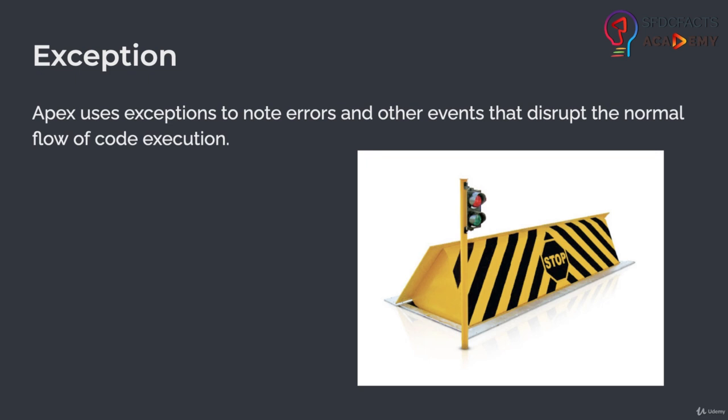As soon as an exception is thrown, the rest of your code will not execute. Even the code that was executed before will be reverted or rolled back. So if you are doing some kind of DML operation in your code before the exception was thrown, then that complete transaction will be rolled back and your database will be restored to the previous save point or the previous state. Now let's go back to our developer console and let's try to generate some exceptions.